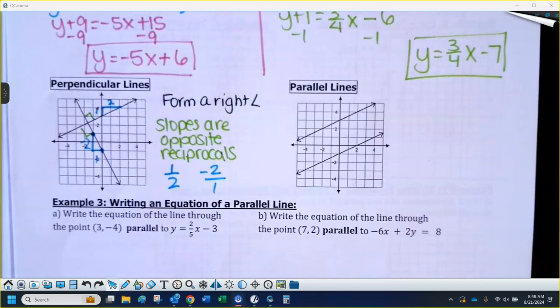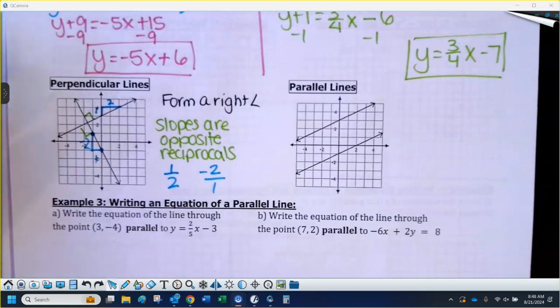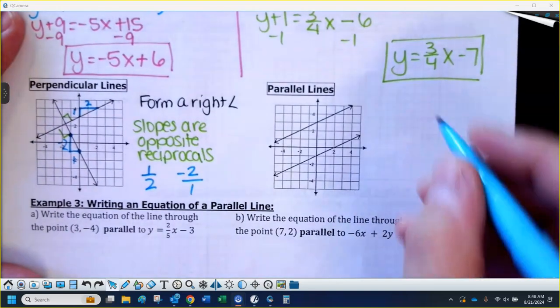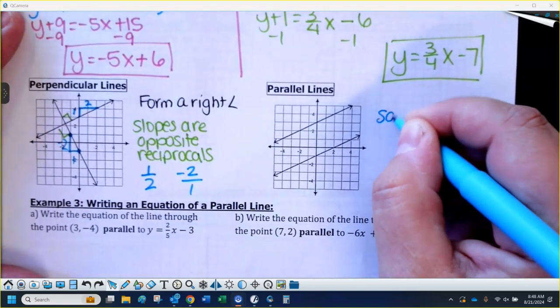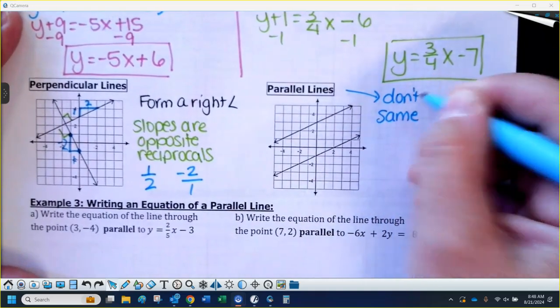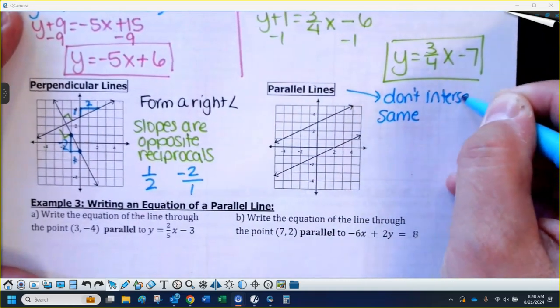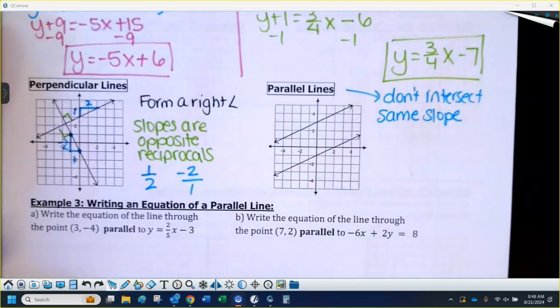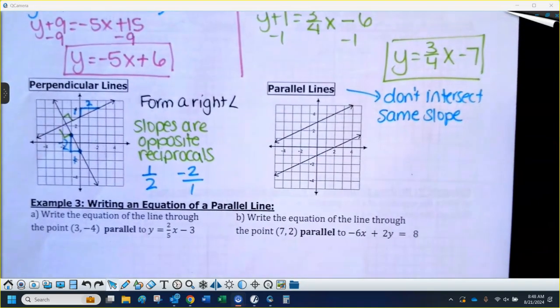All right. What about parallel lines if you have them on a graph? Same. They don't form anything. Parallel lines don't intersect. They don't ever touch each other. Okay, so they have the same slope. Anything else? Like they have the same slope.